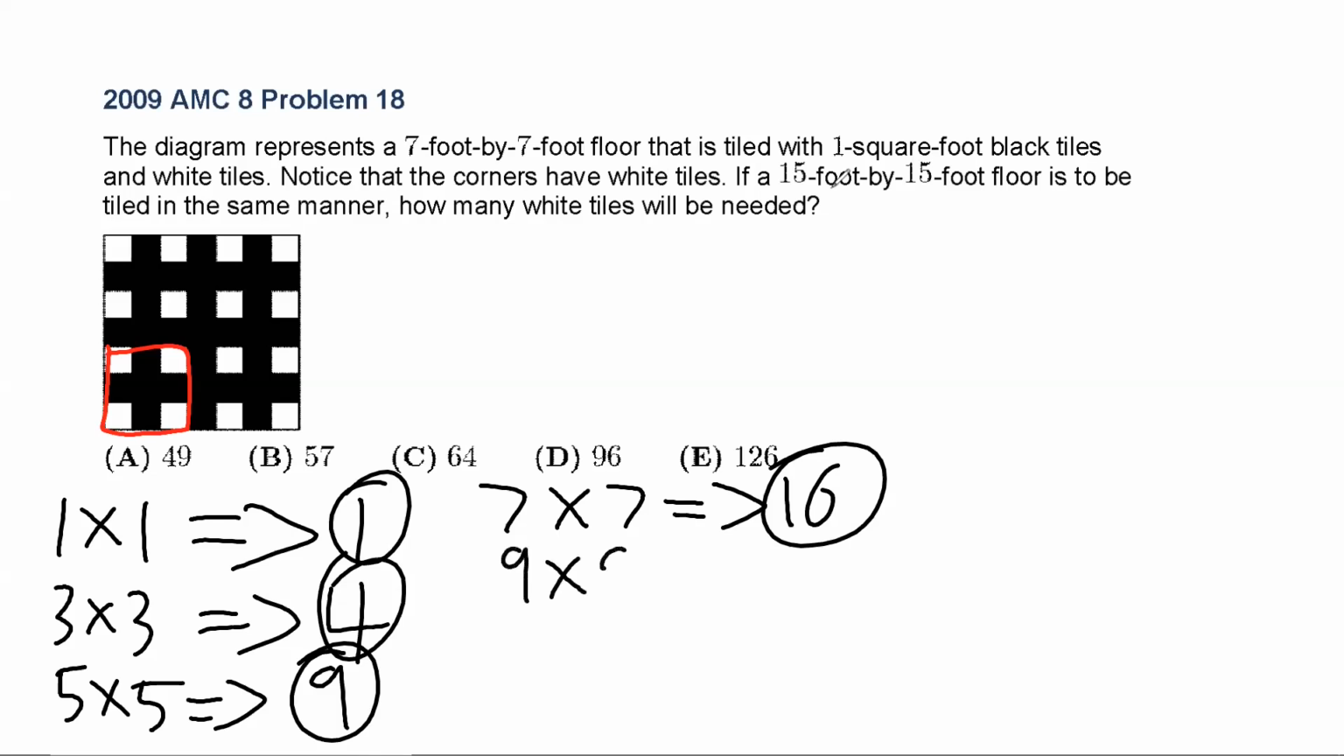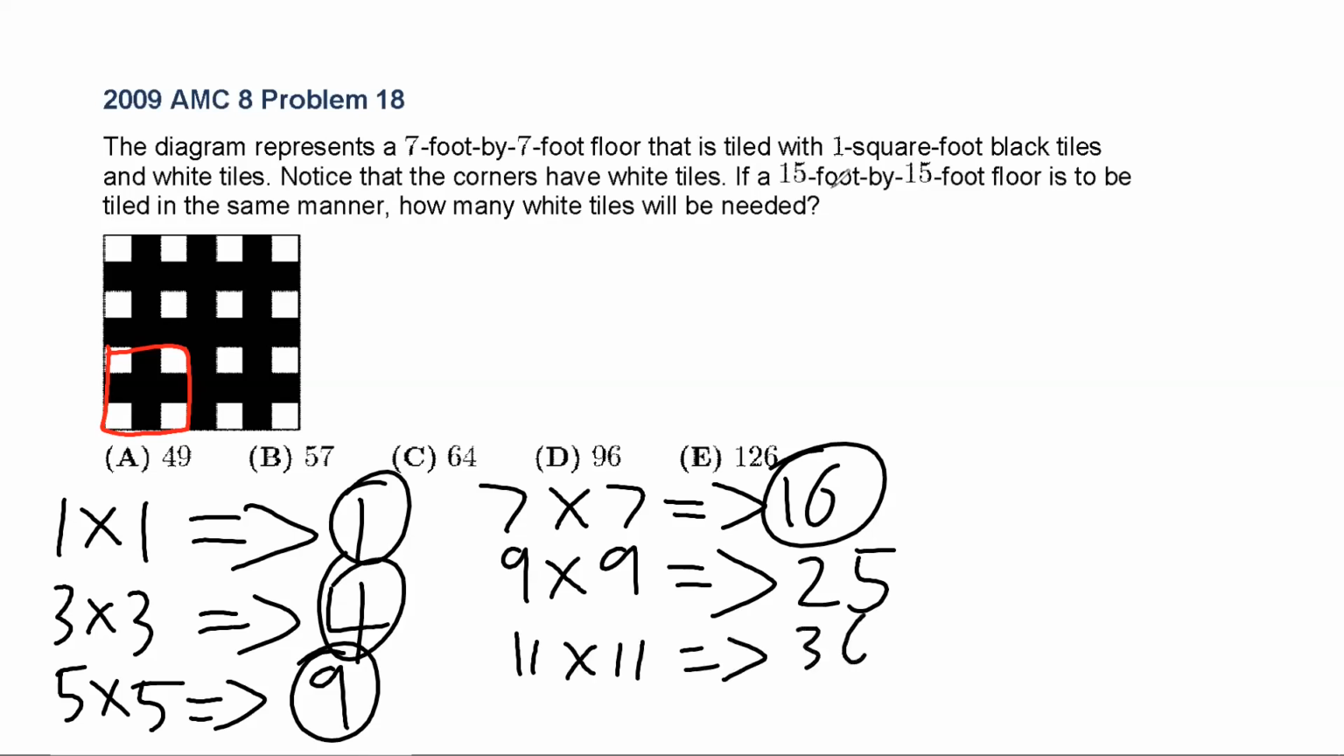And if you scale it up, you'll find that 9 by 9 would give you 25. And 11 by 11 would give you 36. And 13 by 13 would give you 49. And finally, 15 by 15 would give you 8 times 8, which is 64, or C.